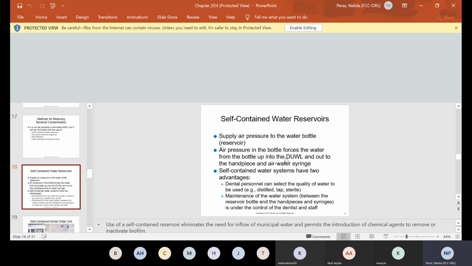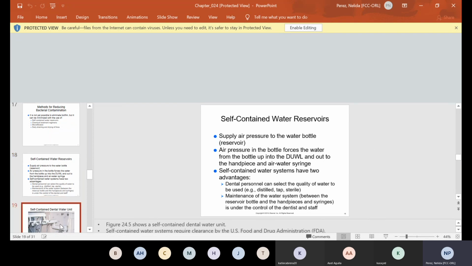and we're not causing any excessive biofilm. Now, self-contained water reservoirs supply air pressure to the water bottle. Air pressure in the bottle forces the water from the bottle up into the DUWL and out to the handpiece and air water syringe. The self-contained water systems have two advantages. Dental personnel can select the quality of water, and the maintenance of the water system between the reservoir bottle and the handpieces and syringes is under the control of the dentist and the staff.